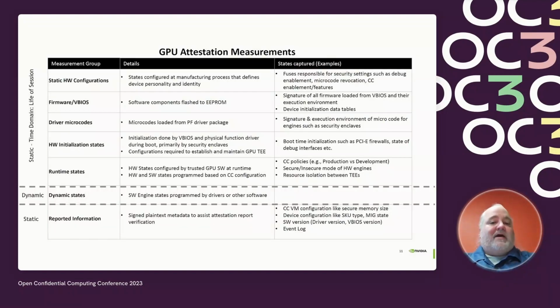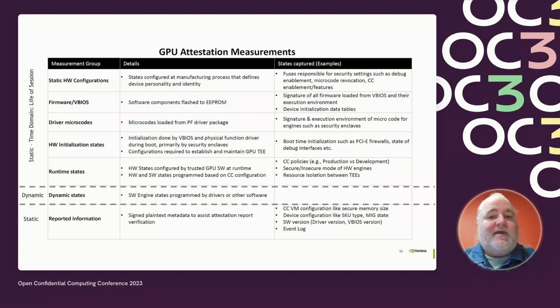So what do we measure? There are what we call measurement groups, or various buckets of things that get measured. And we've broken this up here into ones that have a static time domain, which is the life of the session, or a dynamic time domain, which is something that has a lifetime that is less than from your session start to your session end.